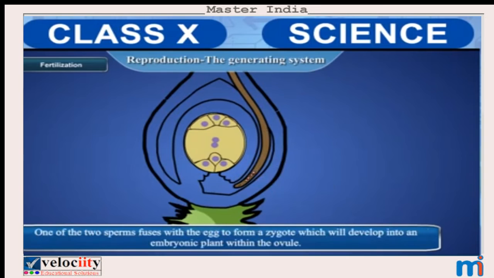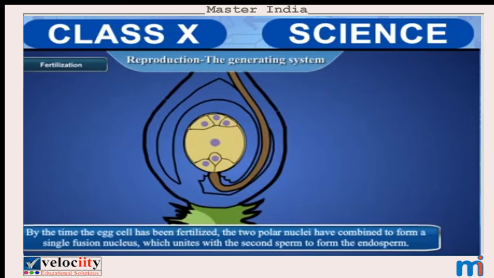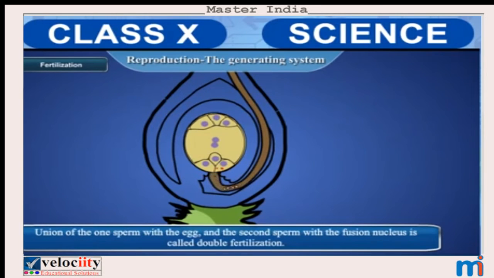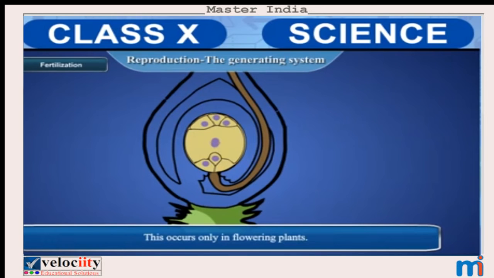One of the 2 sperms fuses with the egg to form a zygote, which will develop into an embryonic plant within the ovule. By the time the egg cell has been fertilized, the 2 polar nuclei have combined to form a single fusion nucleus, which unites with the second sperm to form the endosperm. Union of one sperm with the egg and the second sperm with the fusion nucleus is called double fertilization. This occurs only in flowering plants.